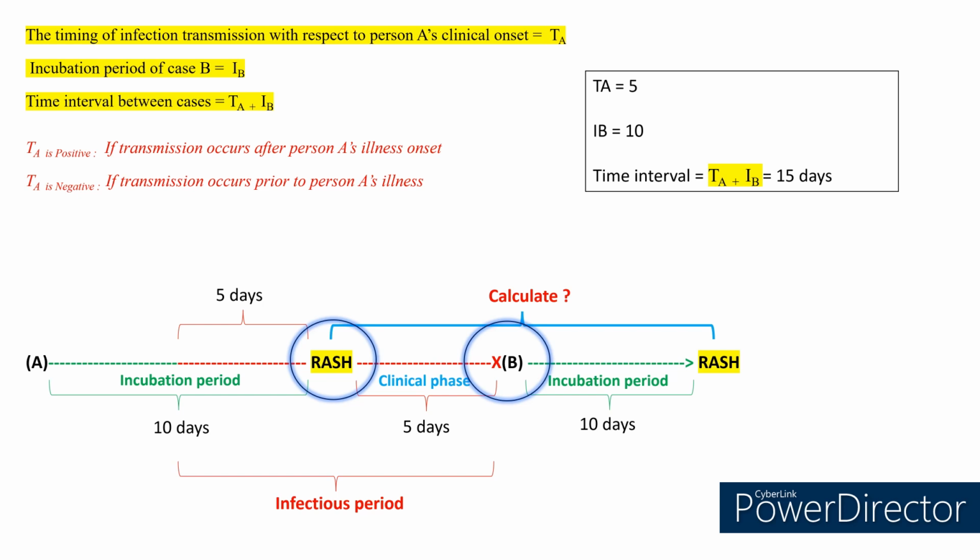And check whether the transmission occurred after person A's illness onset or before person A's illness. So it's clearly after rash, right? That means after person A's clinical onset. 5 days after rash. So we will take it as positive. So TA will be plus 5 days. I mean positive sign 5 days. And now coming to IB, we know the incubation period, it's 10 days given. So the time interval will be TA plus IB. It is nothing but 5 plus 10, which is equal to 15 days.